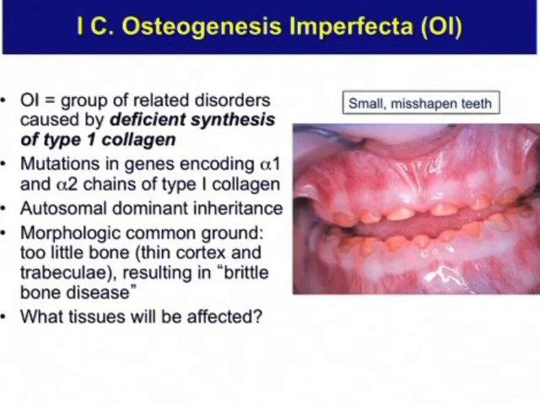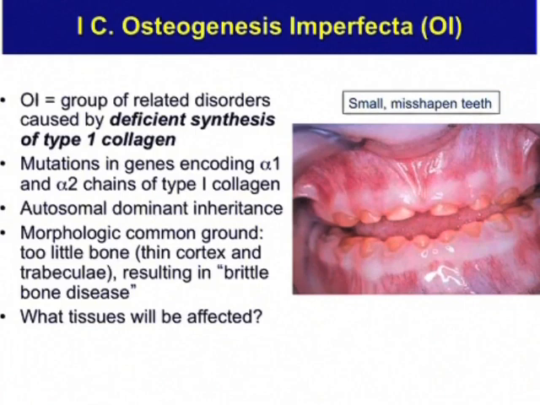So the next group of diseases we're going to talk about is osteogenesis imperfecta. And the leading problem here is a deficiency in type 1 collagen synthesis. So just knowing that, you should really be able to predict what is going to happen to these people. Okay? So where does type 1 collagen exist in the body? It exists in the bone, so they're going to have really fragile bones, very prone to fractures.